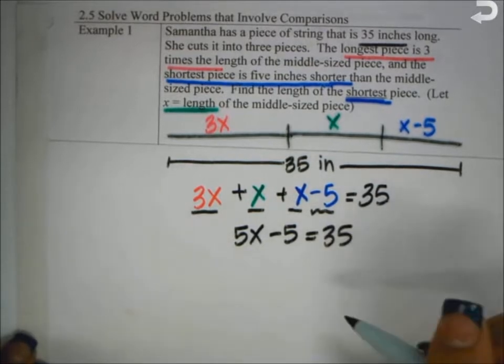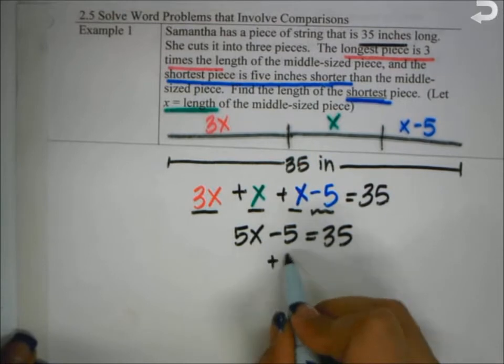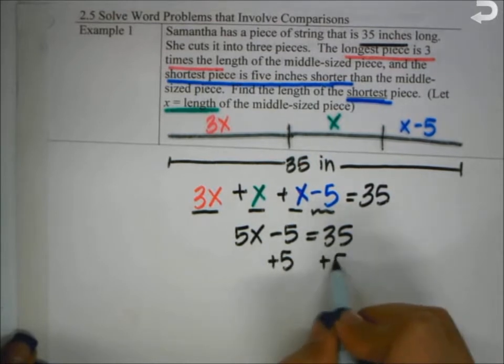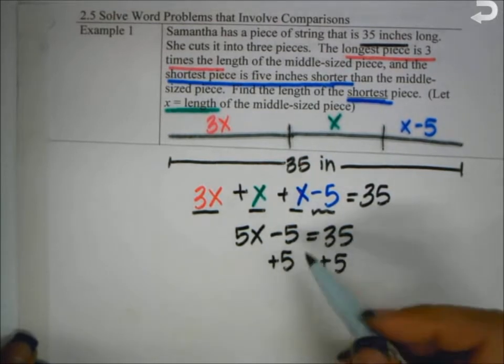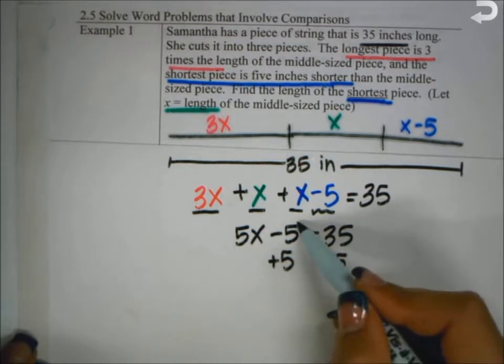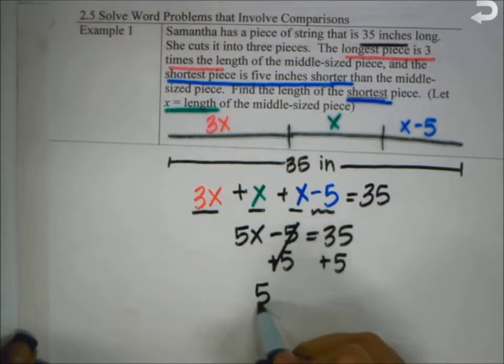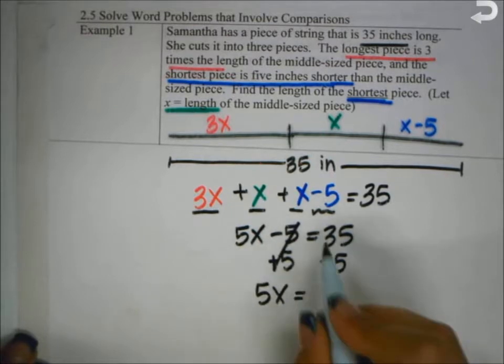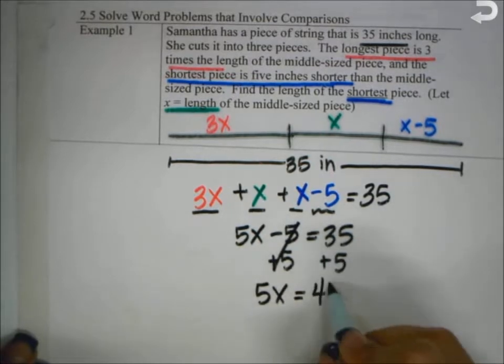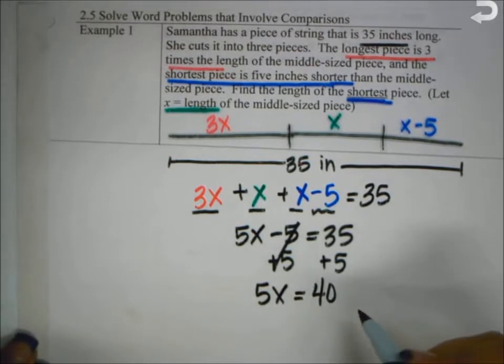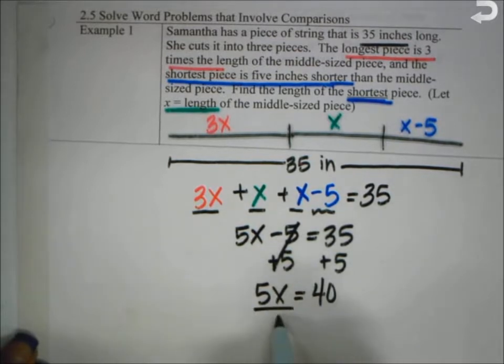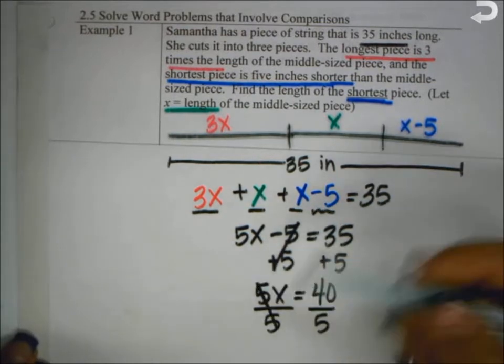First step in solving for this, add 5 to both sides. Negative 5 plus 5 is 0, so I'm left with 5x equals 35 plus 5, 40. And then what? Divide both sides by 5. That's x equals. So we get x equals 8.